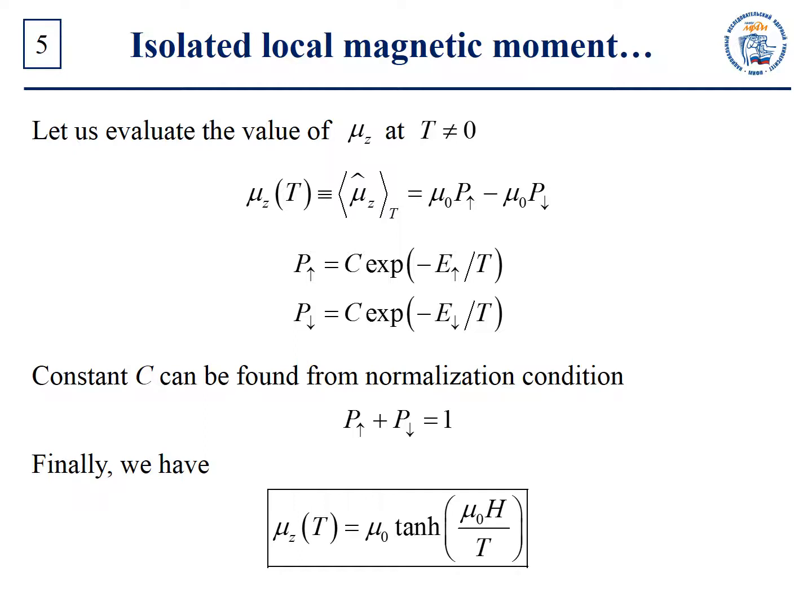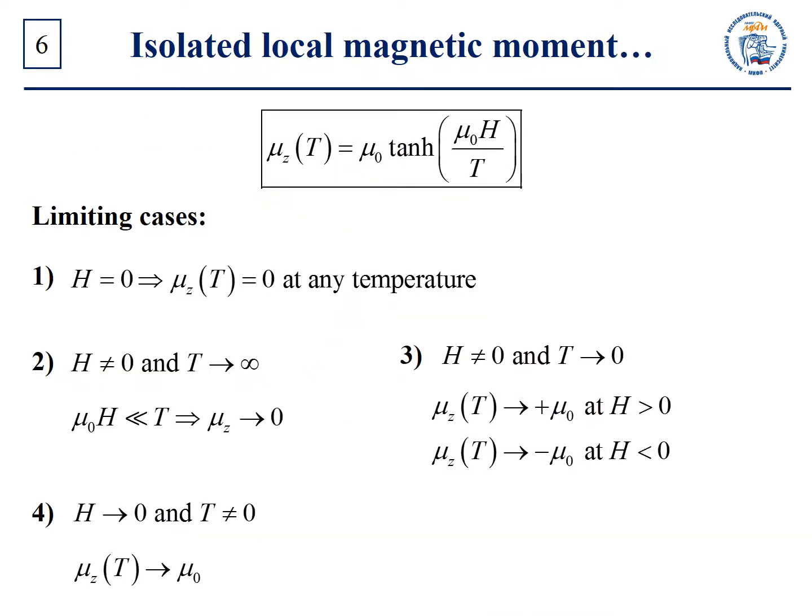P up and P down are the statistical or thermodynamic probabilities to find the magnetic moment in the state up and down, respectively. Hereafter the Boltzmann constant is equal to 1. Calculating the constant C from the normalization condition, we have the final expression for the μz of t. So, we found the mean value of the projection of magnetic moment on the z-axis.